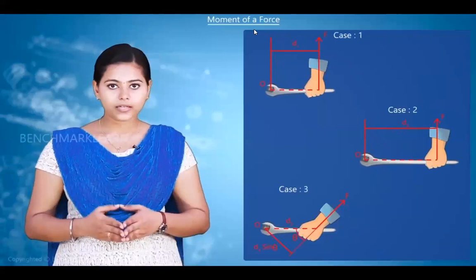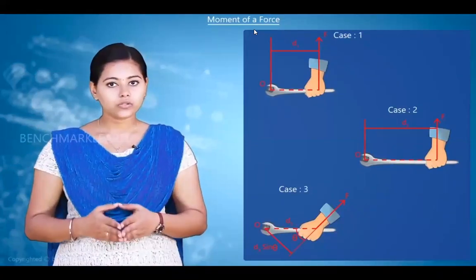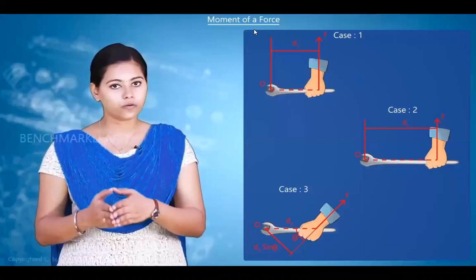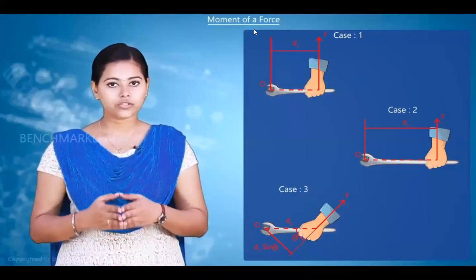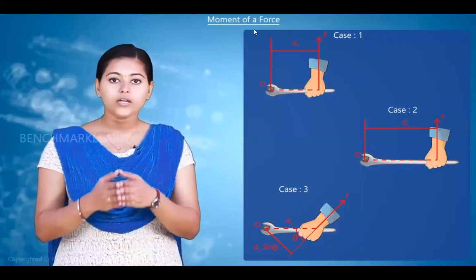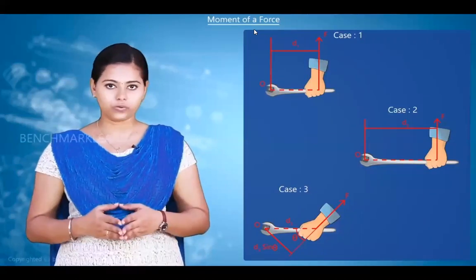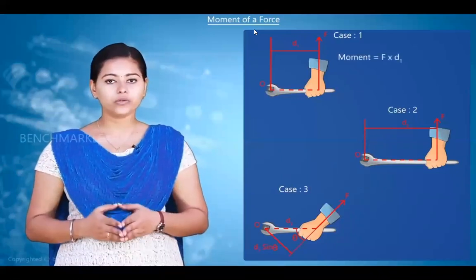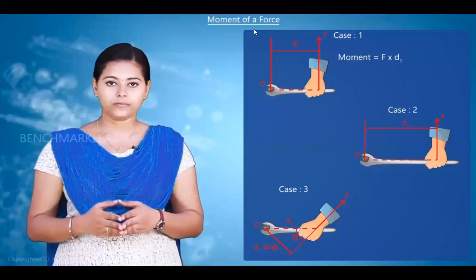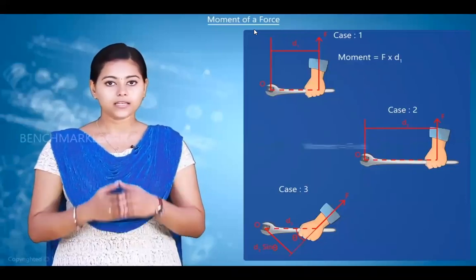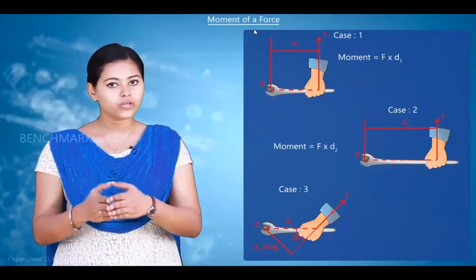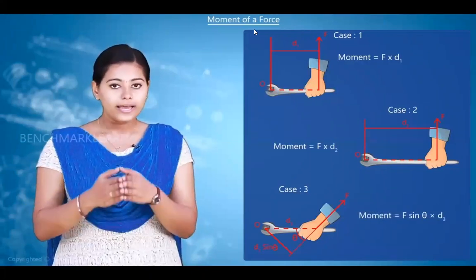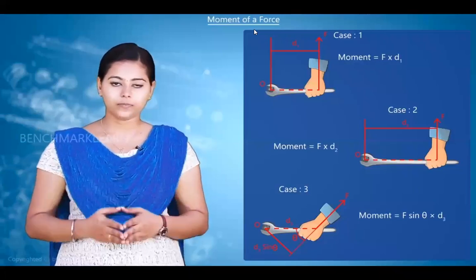Now, if you consider a spanner, when it is used to tighten a bolt, the moment created at the point depends on the force and the distance of application of the force. That is, you can tighten the bolt in different ways as shown. In the first case, we have moment equal to F into d1. In the second case, moment is equal to F into d2. And in the third case, moment is equal to F sin theta into d3.